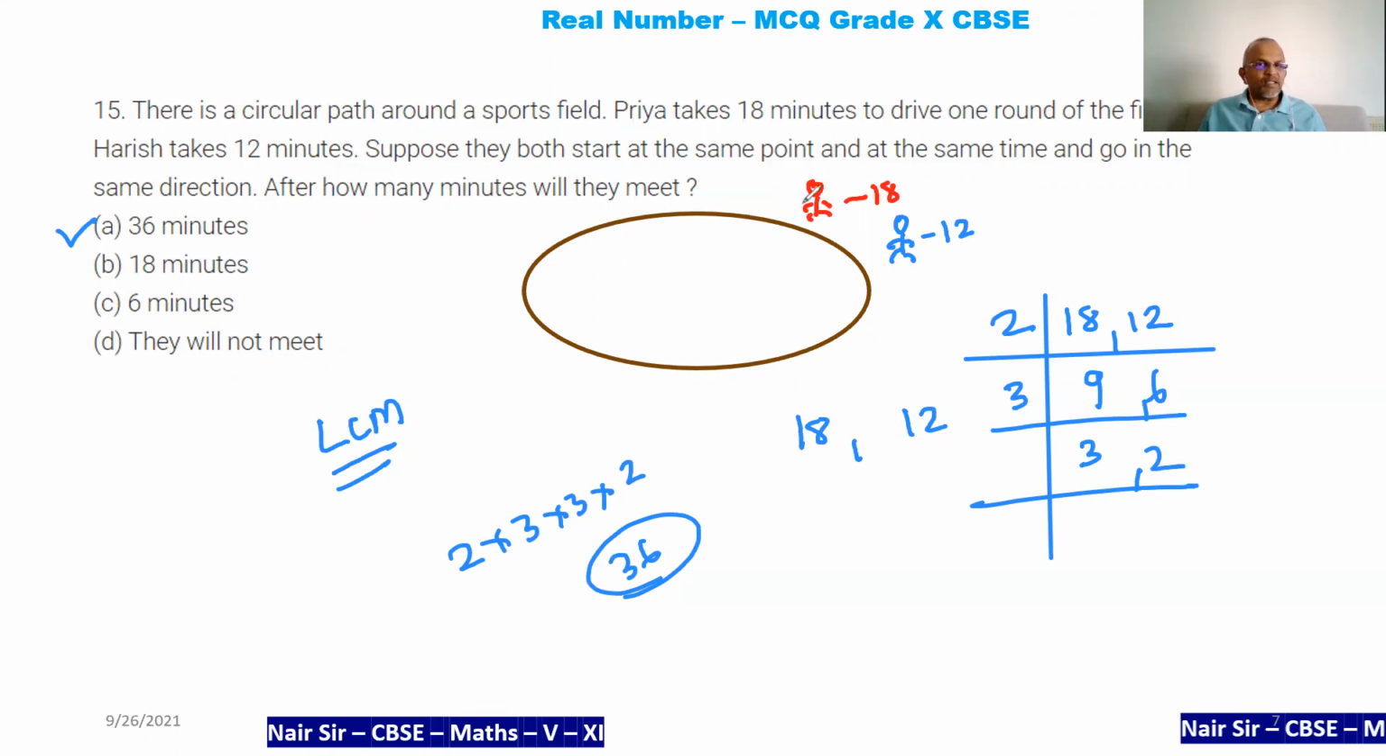Just now you can imagine she is going to run, but she is running only 2 rounds, whereas Harish is running 3 rounds. You're getting it? That is the reason why they're saying after 36 minutes they will meet.